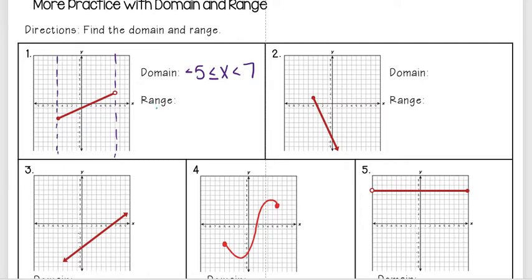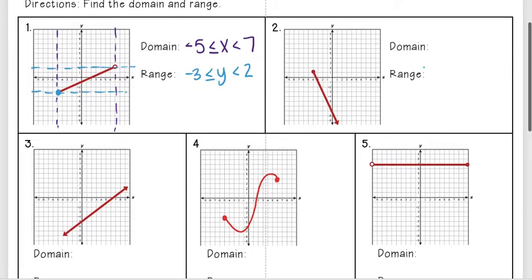Okay, and then for a range, I'm looking to see how low the graph goes to how high it goes. So I see the lowest point is at -3, and the highest point is at 2. And then again, at my -3, this is a closed circle, so I need a line underneath the inequality next to 3.